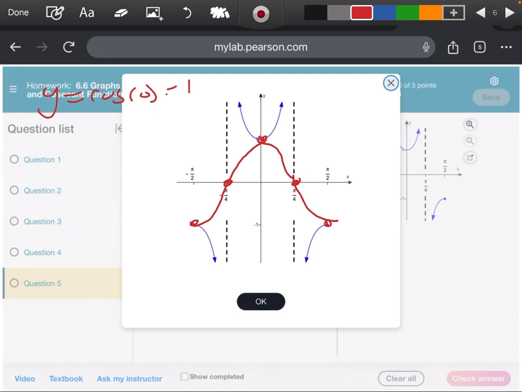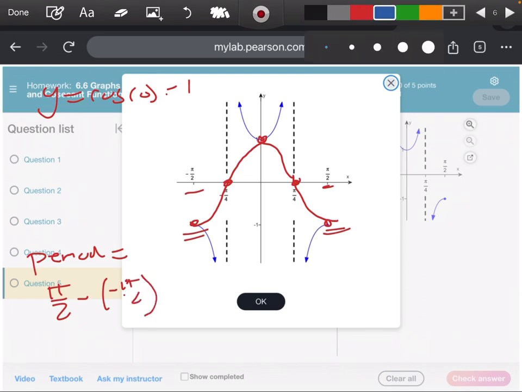Now, the next thing we need to figure out is the period of our function. The way we find the period is we take the distance between those points on the x-axis. So my period is equal to pi over 2 minus negative pi over 2. A negative and a negative is positive, so pi over 2 plus another pi over 2 is 2 pi over 2, or just pi.